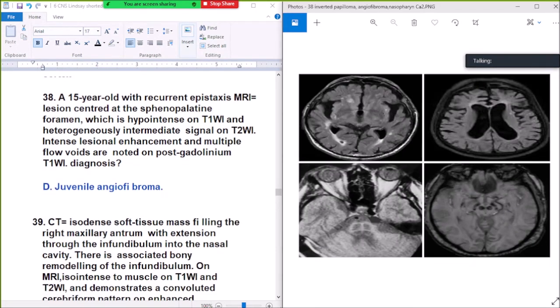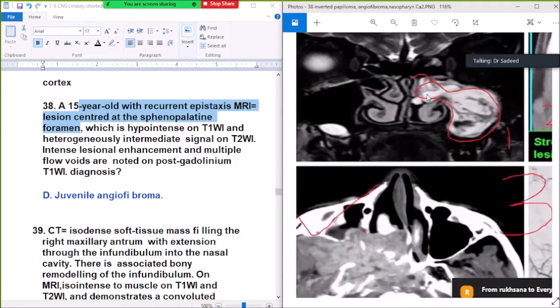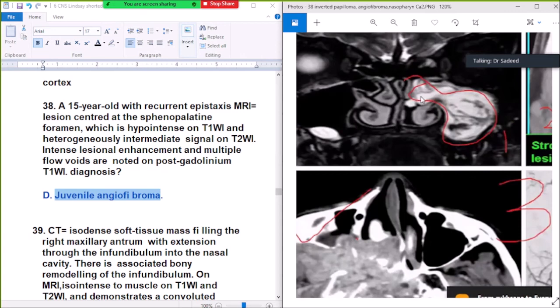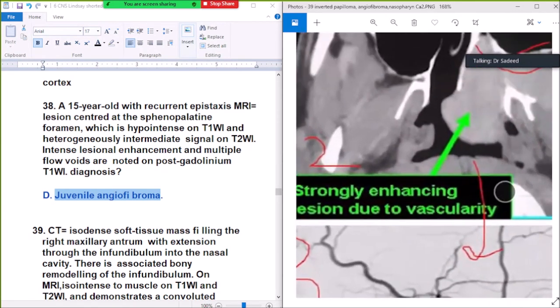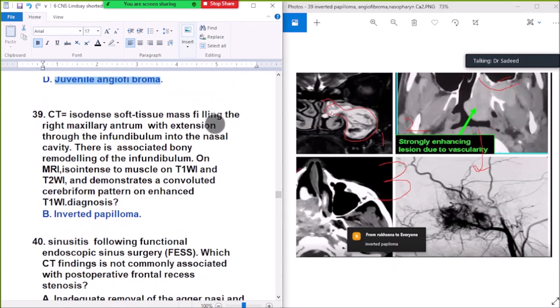38. A 15-year-old with recurrent epistaxis. MRI shows a mass at the center of the sphenopalatine foramen, which is hypointense on T1 and intermediate signal on T2, with intense enhancement and multiple flow voids, and enhancement on post-contrast T1W. Diagnosis: juvenile angiofibroma. Multiple flow voids are seen and increased enhancement post contrast, diagnosis juvenile angiofibroma. This is angiofibroma. Question number 39.